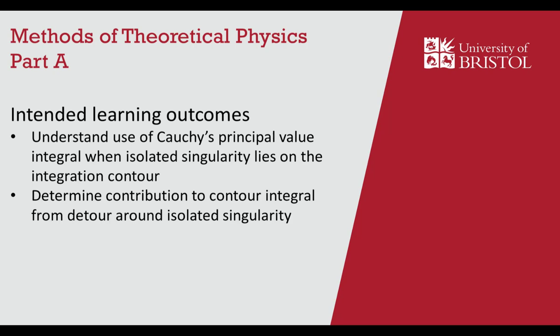The intended learning outcomes for this video are given here. You should be able to understand Cauchy's principal value integral as the limit of a sum of convergent integrals. And you should also be able to determine the contribution to a contour integral from detours around isolated singularities that lie on the real axis. As usual, there are some questions in the associated problem sheet for you to test your understanding. And now let's start the final video of this part of the course.